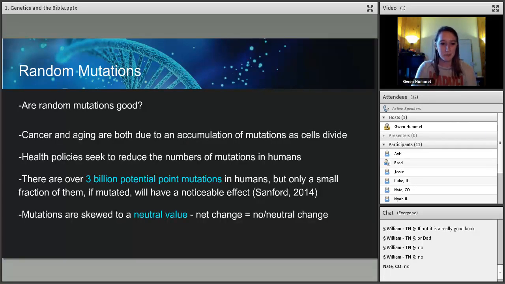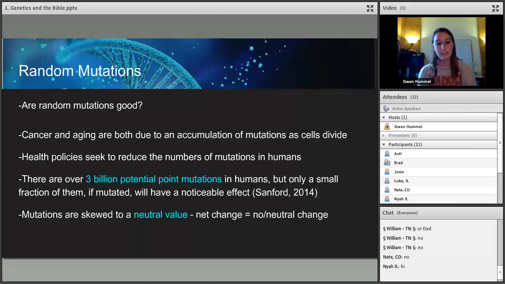Yes, when we look at random mutations, we actually see a lot of issues with them. So cancer and aging are both due to an accumulation of mutations as cells divide. So the cells in our body, this is what cancer actually is, when the cells in our body don't know when to stop dividing, and that's caused by a mutation. And aging has the same problem. They don't know when to start dividing, also due to mutations.